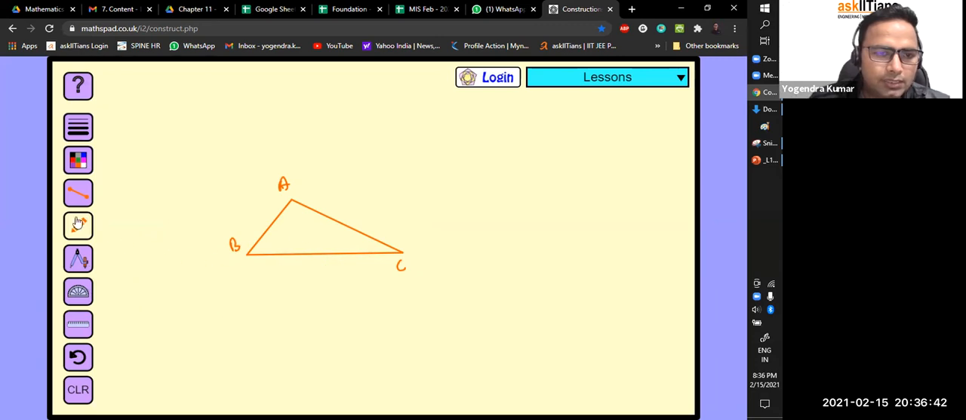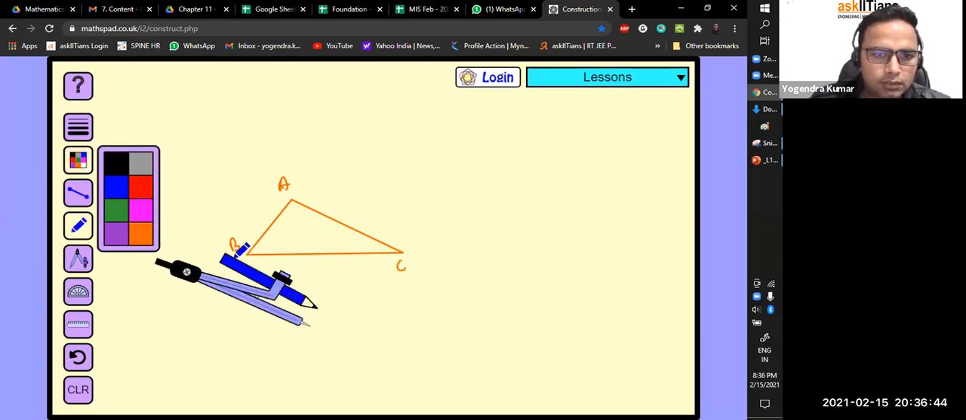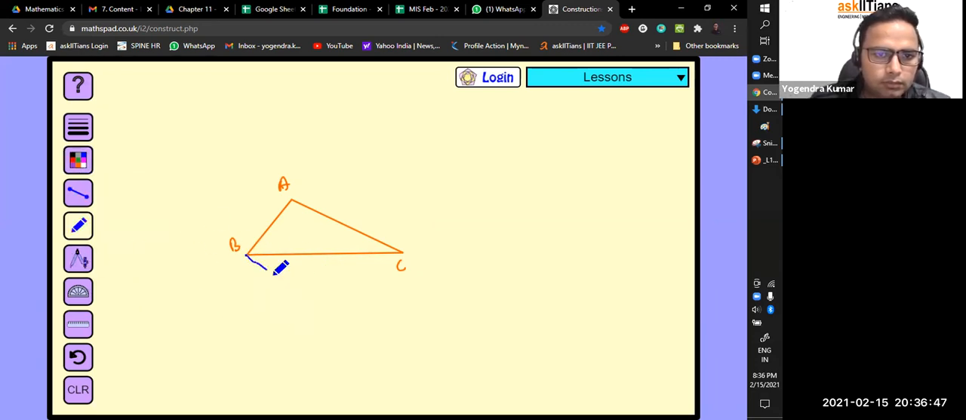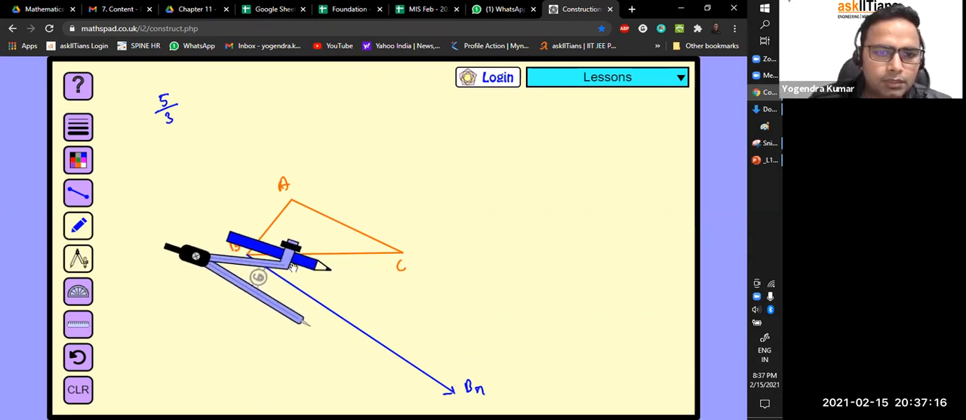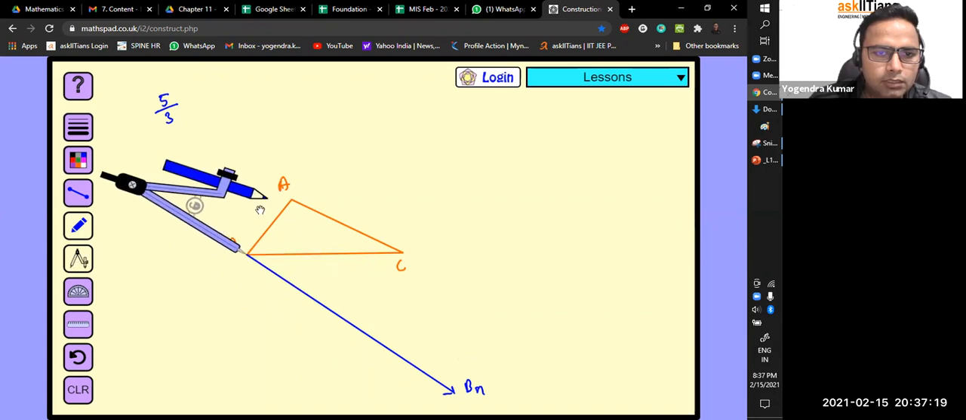Now they want a scale factor of 5/3. Let me take a ray from B, any ray, right here it could be. Now I want to make how many parts? Because they said 5/3 scale factor, I want it bigger than this by 5/3. So let me take equal parts here.